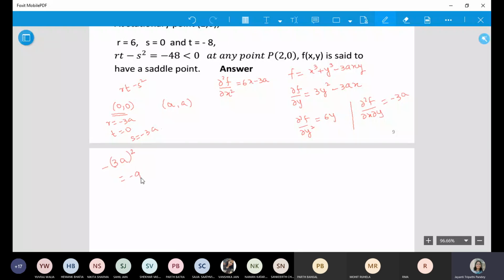That is minus 9a square, which is less than 0. I hope this is right. Because t is 0, so RT will be 0. So no, neither maxima nor minima. Is it fine?